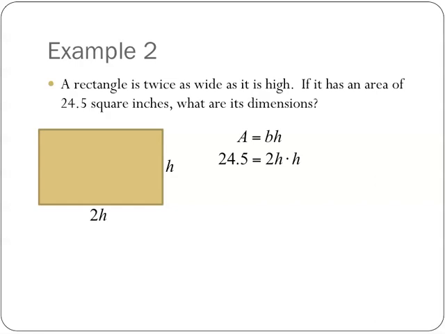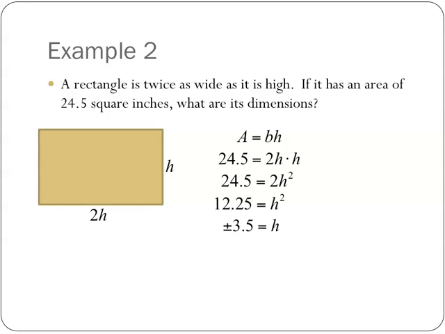So that gives us 2h squared over here. And get that h squared by itself first before you take the square root of both sides. So we have 12.25 is equal to h squared. Square root of both sides, and that gives us h is equal to plus or minus 3.5.